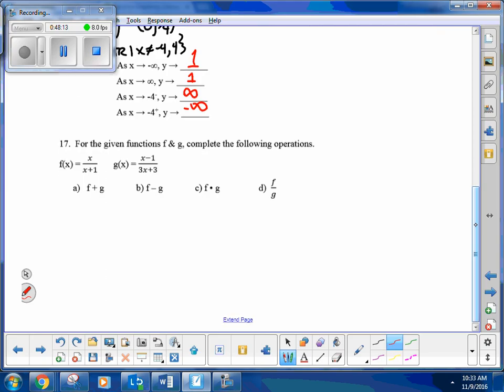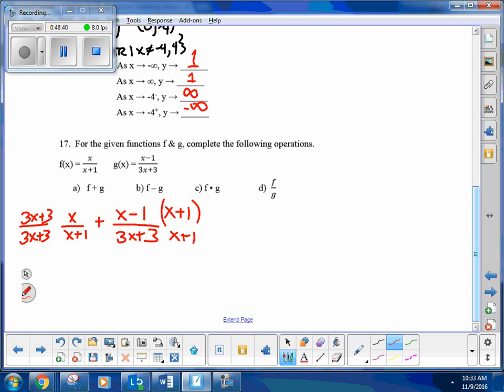And they want us to add these functions, subtract them, multiply, and divide them. I'm going to do one of each because I'm kind of running out of time. And let me go ahead and just share with you, if you do x plus 1 plus x minus 1, 3x plus 3, we've got to get a common denominator. So I've got to put 3x plus 3 on this side. And on this side, we're going to do x plus 1, x plus 1. So one of the benefits that we get from here is that we get a common denominator. So I could put this all underneath one denominator, 3x plus 3.